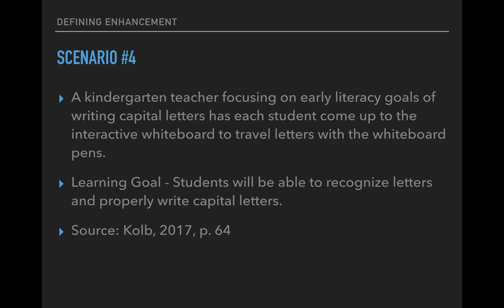So let's take a look at some scenarios in the book, and I'm going to stick with the scenarios we looked at last time and see how we work through the Triple E framework for each one of those scenarios. If you remember, last time we took a look at scenario number 4. It was a kindergarten teacher focusing on early literacy goals of writing capital letters, and they had each student come up to the interactive whiteboard to write letters with the whiteboard pen. So the learning goal was students will be able to recognize letters and properly write capital letters. So let's take a look at those 3 questions.